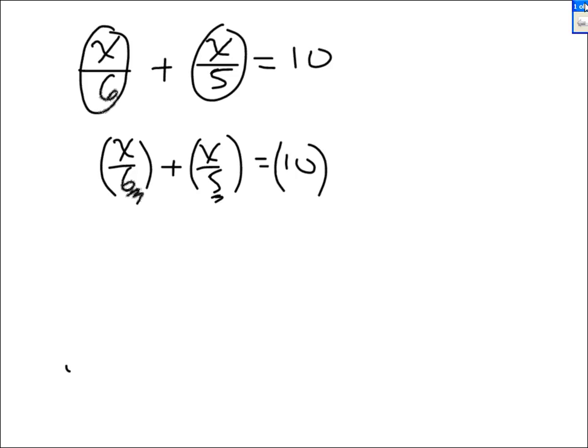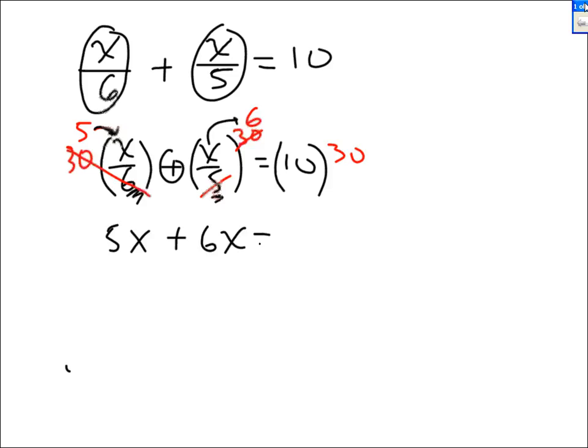So I'm going to denote that I'm multiplying each term by 30. And we're picking 30 for one reason: the denominators go to 30. So I get 5x. A lot of students will write 30x over 6. These students don't understand why we're multiplying by 30. We're multiplying by 30 to get rid of the denominators. So we just have 5 times x, which is 5x, plus x times 6, which is the same as 6 times x, is equal to 10 times 30, which is 300.